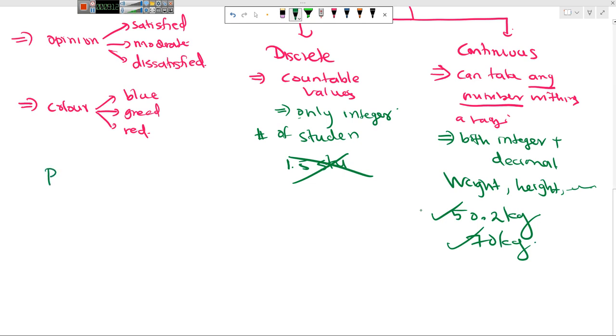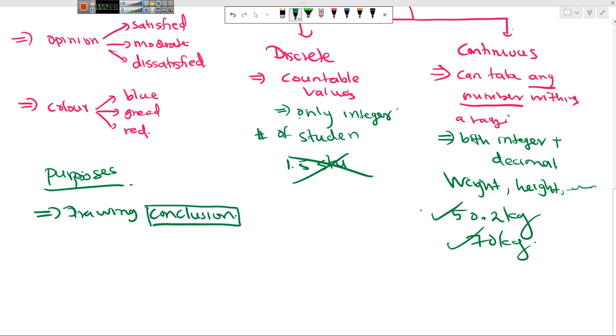Now we can take some purposes. We can draw conclusions, right? So drawing conclusions is one of the purposes or advantages of data analysis. Drawing conclusions means, simply, we can tell, right? If you collect the English marks of 20 students, we can take a decision whether the English proficiency of the particular class is okay or should we improve it, right? Likewise we can draw conclusions about the sample and population.